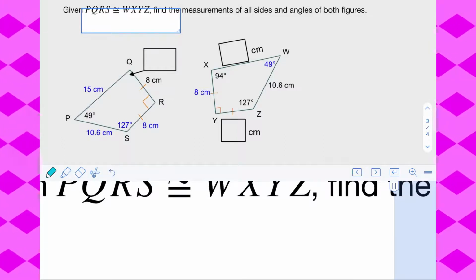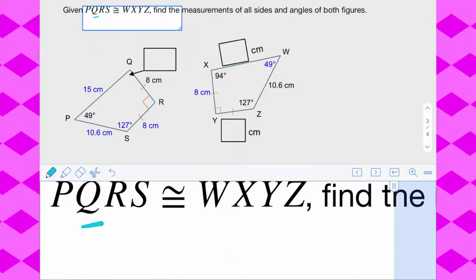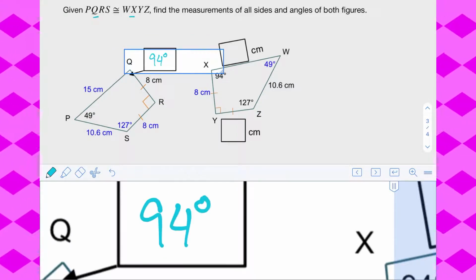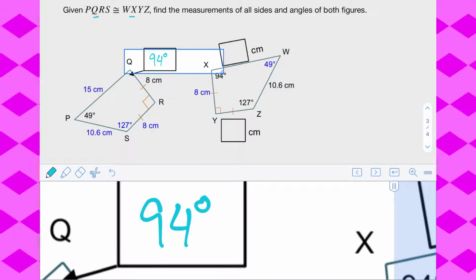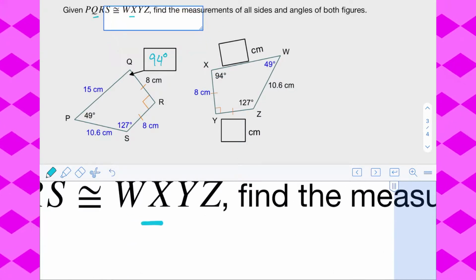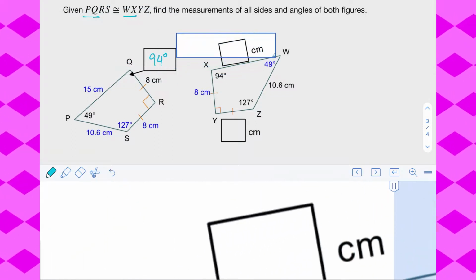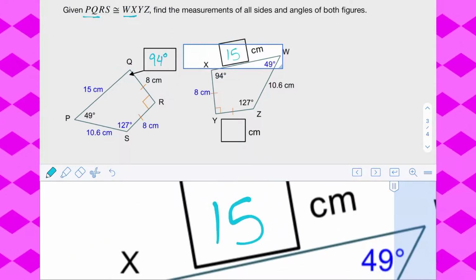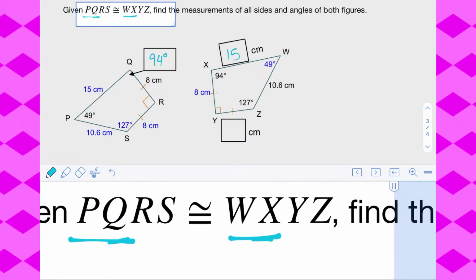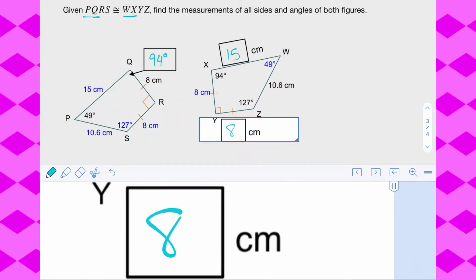So, given PQRS is congruent to WXYZ, I just want to find all of the missing angles and side lengths on each figure. On PQRS, we're just missing angle Q, which is the same as angle X, so it has to be 94 degrees. And that one's done, so now let's fill in our blanks on WXYZ. We'll start with WX. WX is the same as PQ, so it has to be 15 centimeters. And then similarly, YZ has to be the same as RS. RS is 8 centimeters, so YZ is also 8 centimeters.